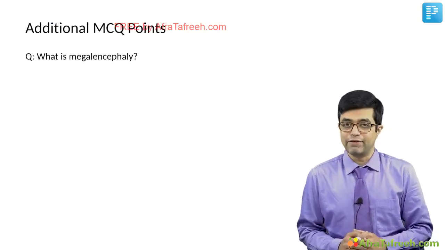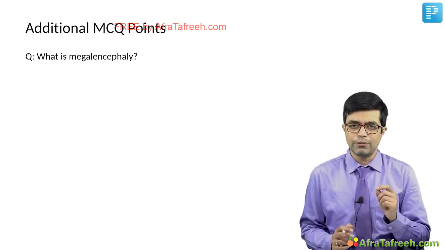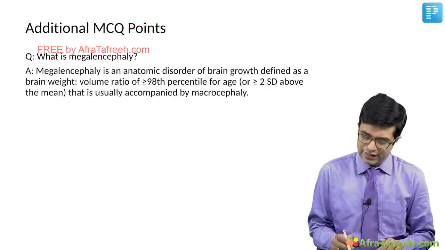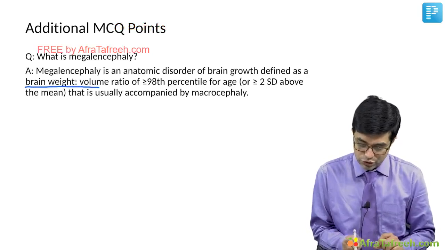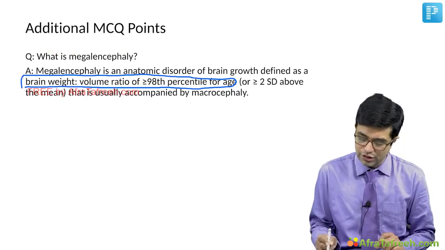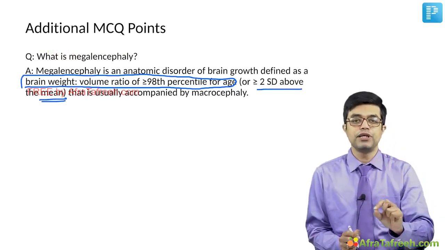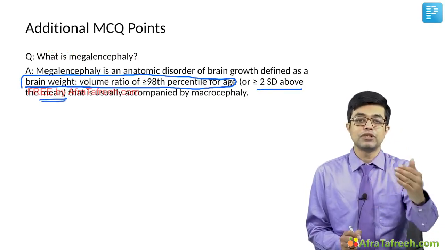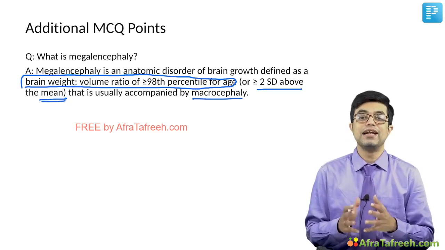What is megalencephaly? As I said, megalencephaly is increased brain tissue mass, but there is a proper definition to this. Megalencephaly is an anatomic disorder of brain growth where the brain weight to volume ratio is more than the 98th percentile for age or more than 2 standard deviations above the mean. So if the weight volume ratio for the brain is more than +2 standard deviation along with macrocephaly, we call it megalencephaly.